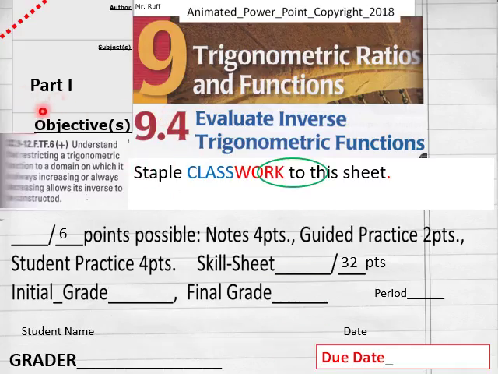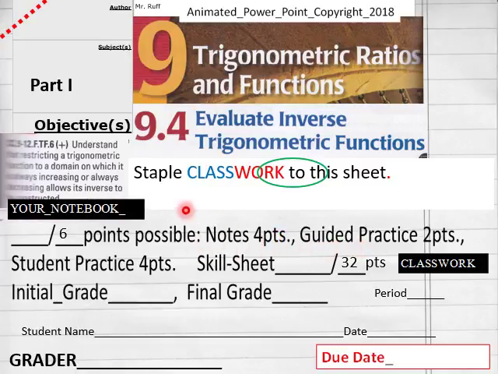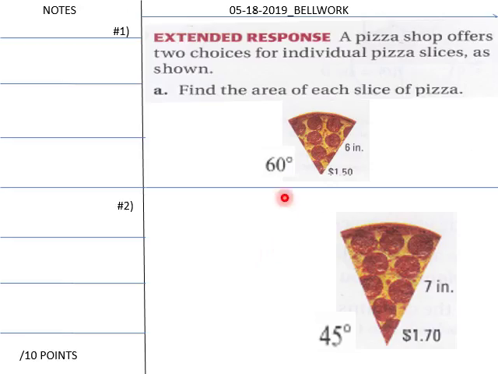9.4 part 1. Here is your standard: evaluate inverse trig functions. We have a 32-point skill sheet here, and a 6-point notation guide. If you need that stuff, email me.